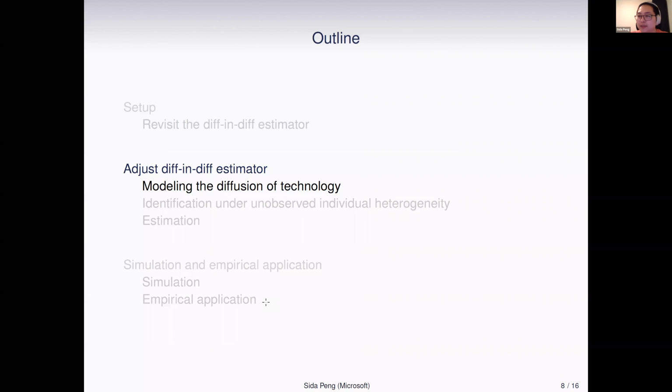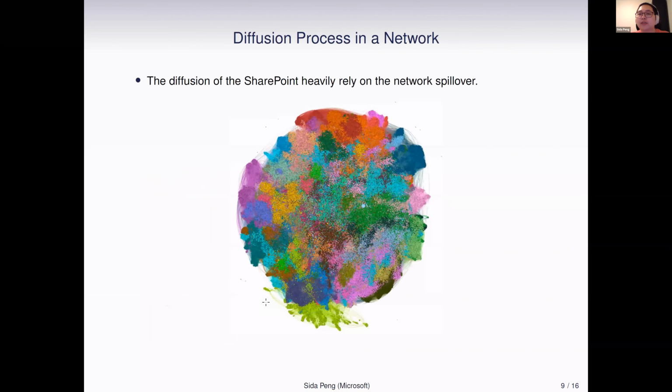Now let me talk about our adjusted Diff-in-Diff estimates and how we are dealing with the presence of heterogeneity. We start by first modeling the diffusion process. To account for this kind of peer learning, I'm plotting the email communication network for this S&P 500 company. The different colors just mean different clusters, so we're not actually using the information of the clusters. All we are using is the email communication network of the employees for this tenant.